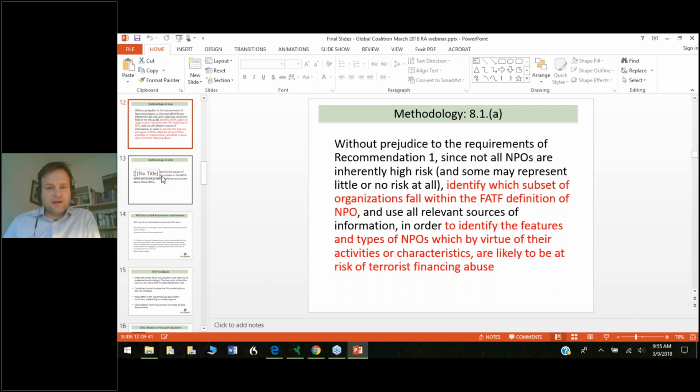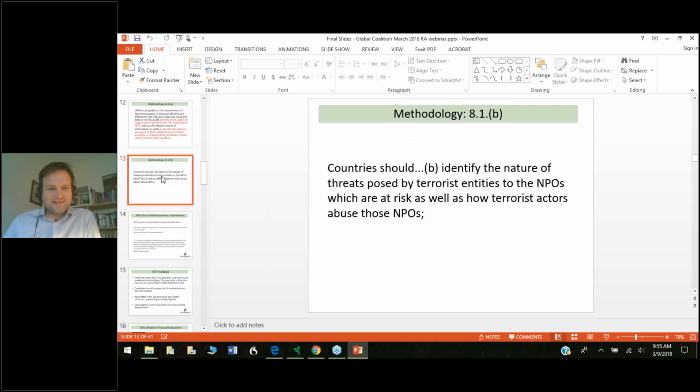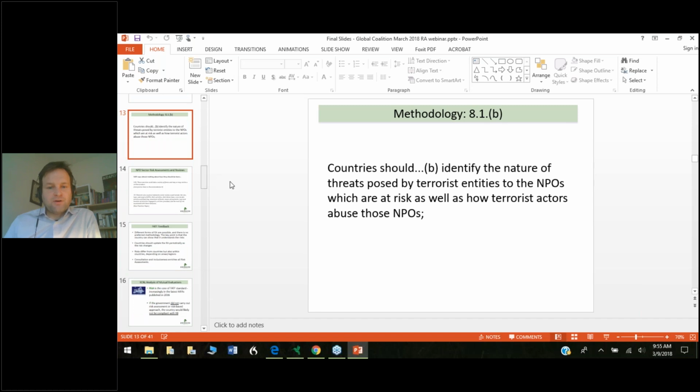We go to the next slide. Also, countries should be looking to identify the nature of the threat that terrorist entities pose to non-profit organizations and the ways in which terrorist organizations may abuse non-profit organizations.